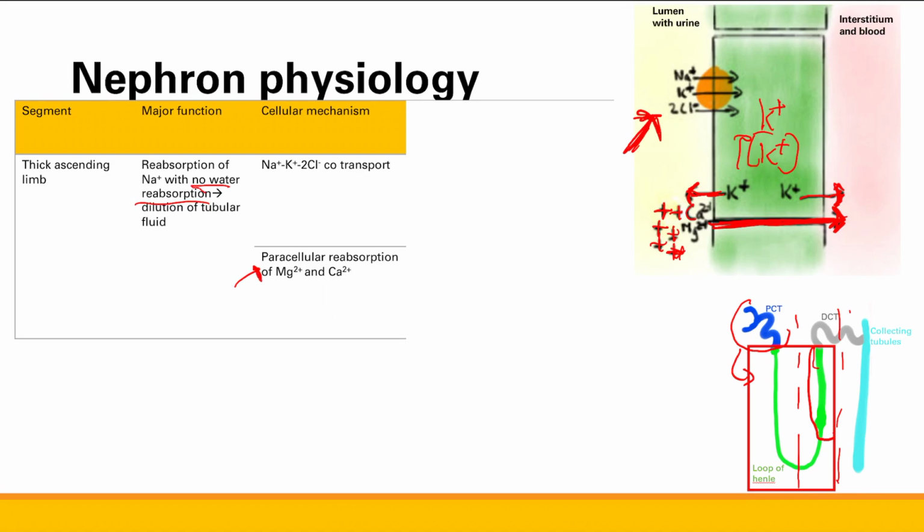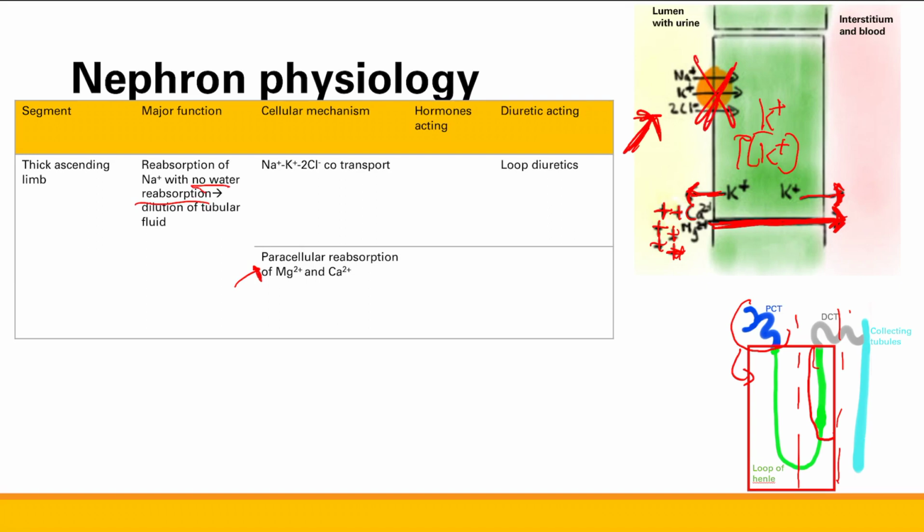Okay, so your 2 cellular mechanisms are that co-transport of sodium, potassium, chloride, and you have paracellular reabsorption of magnesium and calcium. And then the diuretic that acts here will be loop diuretics, and their function is to block this. They're going to block sodium reabsorption. Water follows sodium, so you have more sodium in here, water is going to follow, and you're going to get diuresis.